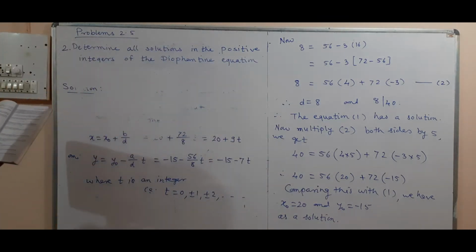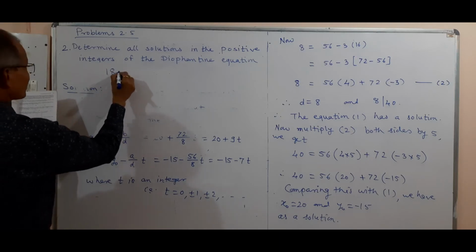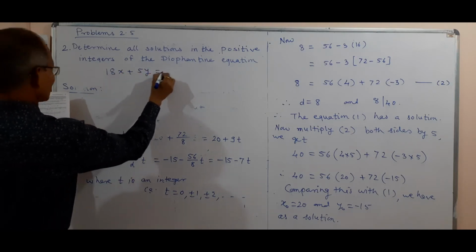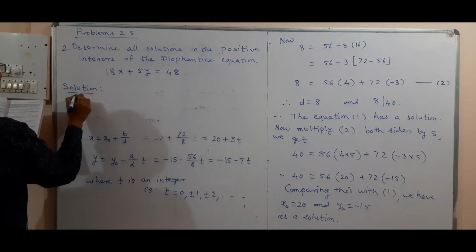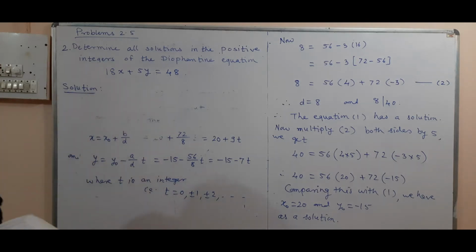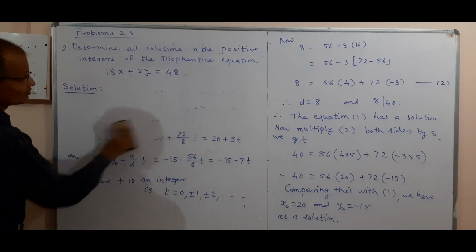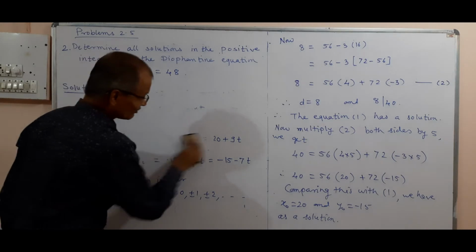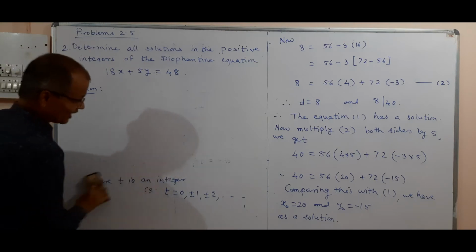Positive integers of the Diophantine equation, and the equation is 18x plus 5y is equal to 48. So I shall consider this problem. I have solved the second problem in the notes, you can refer to that solution also. The same method is there, only one more step will be to find positive integers. First we have to get all the solutions, and then we shall consider only those which are positive.